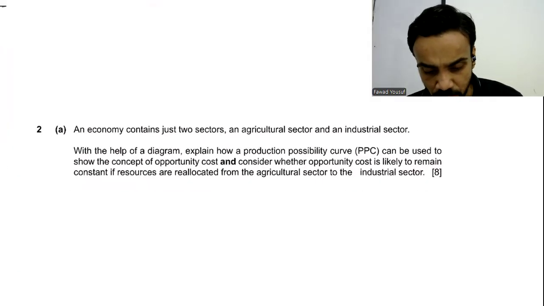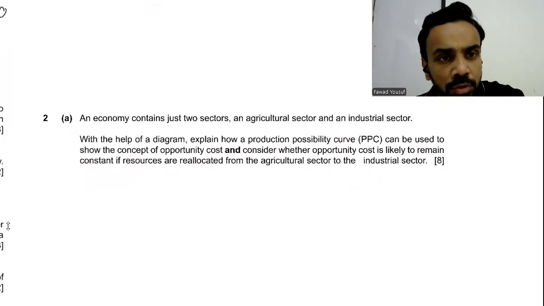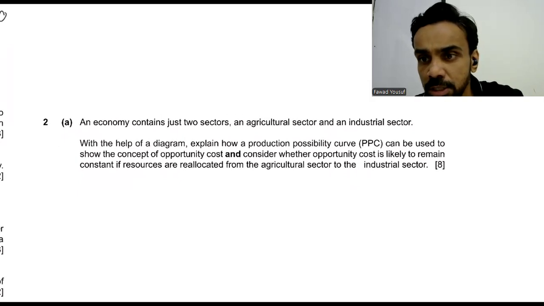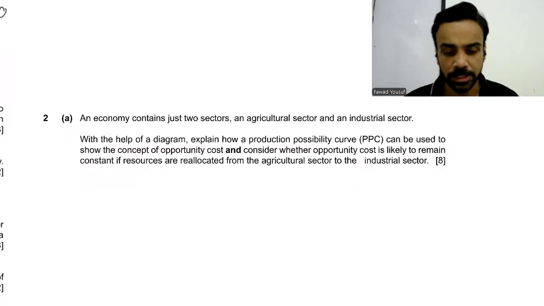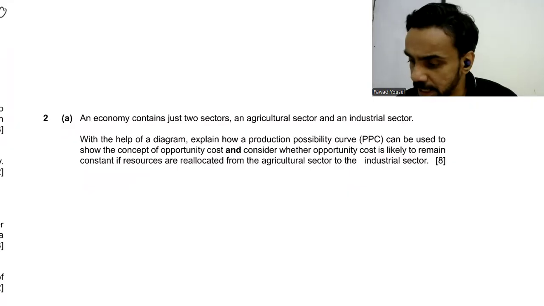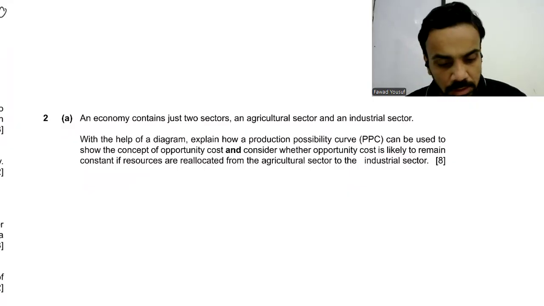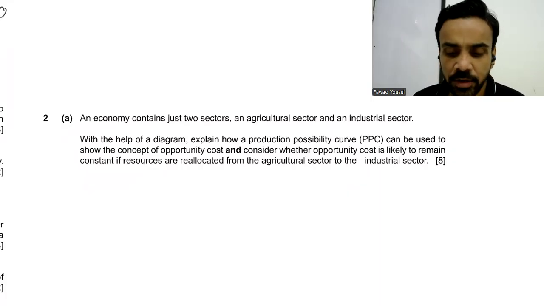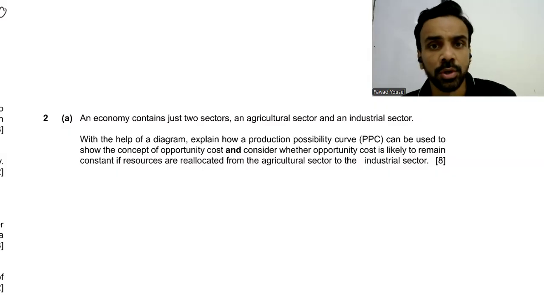Yeah, this is the second one. ये जो last time, we were talking about increasing and decreasing, increasing and constant wala na. So this is the question where we have to talk about some of the things that we were discussing the other day. So it says an economy contains just two sectors, agriculture sector and industrial. They've already given you the two sectors. So we know what's going on the PPC.